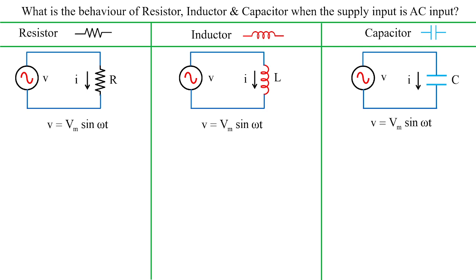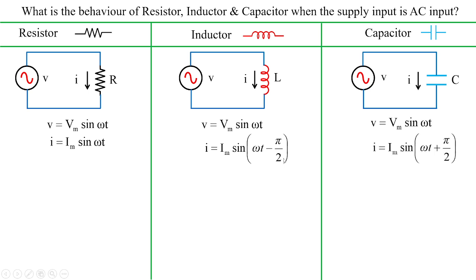From basics we know that the voltage acting as a source is known as the instantaneous value of voltage, given by small v equal to Vm sine omega t, where Vm stands for the maximum value of voltage. The associated current in a resistor is given by Im sine omega t, whereas in an inductor it is Im sine omega t minus pi by 2, and in a capacitive circuit the current is Im sine omega t plus pi by 2.